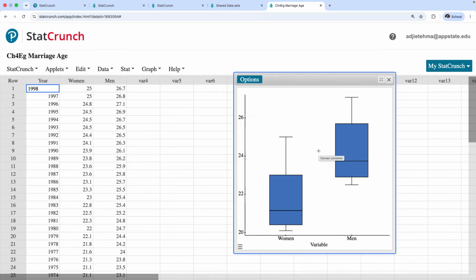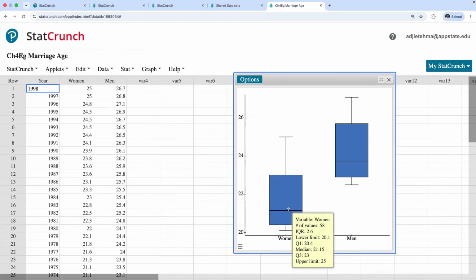You can also see that the median age for women is lower than that of men. Look at where the men are. It's around 24. Women is around 21 point something. Is that okay? So it's still the same picture, just like we did using the summary statistics. So you can see that men marry later than women. Is that okay? Any questions so far?